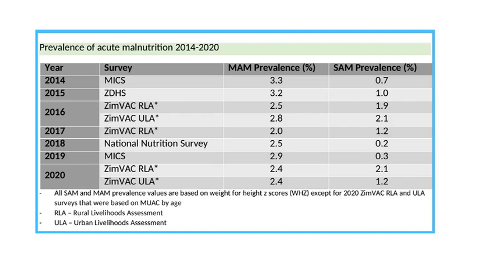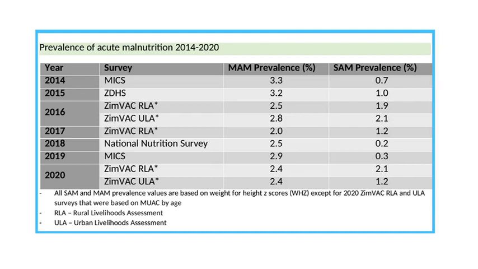prevalence of 0.3%. And in 2020, the ZIMVAC Rural and Urban Livelihoods Assessments were conducted as well, with the rural livelihoods assessment having a MAM prevalence of 2.4% and a SAM prevalence of 2.1%, and the urban livelihoods having a MAM prevalence of 2.4% and a SAM prevalence of 1.2%.